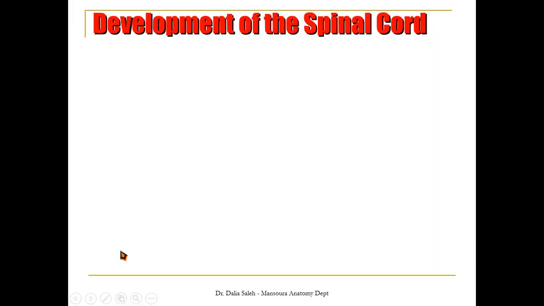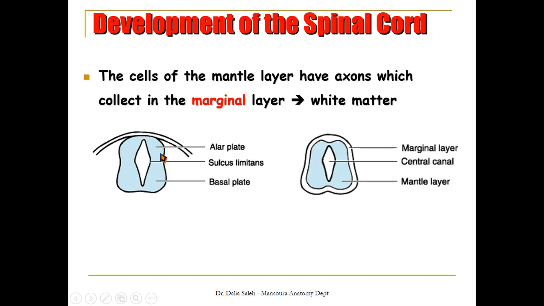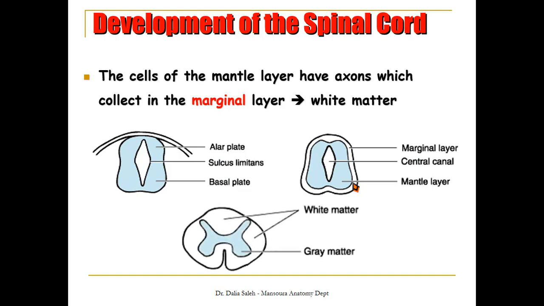The cells of the mantle layer have axons which collect into the marginal layer that will later on give us the white matter. So the cells here in the alar and basal plates have axons. The axons will collect around the mantle layer. We call this layer the marginal layer. Later on it will give us the white matter of the spinal cord after myelination of these axons.